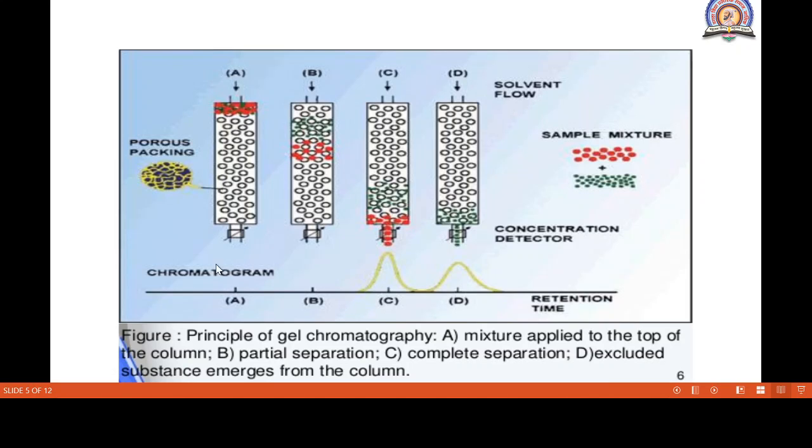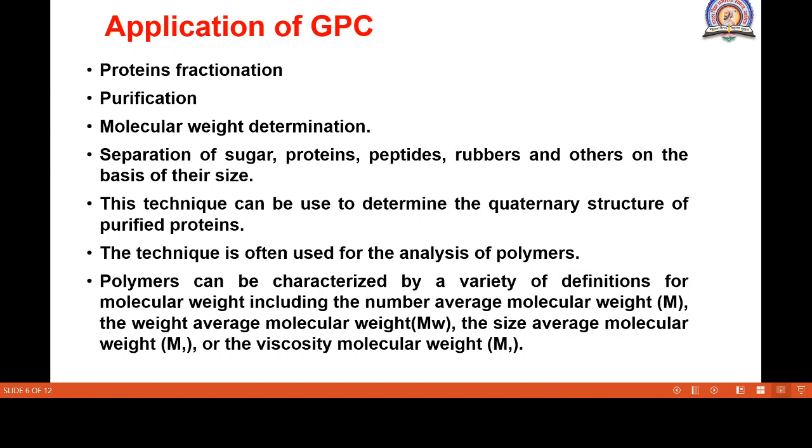So by this gel permeation chromatography, the column is packed with the gel, and the larger molecule is eluted first and the smaller molecule is eluted last. So the separation takes place depending on the size. Hence the name is size exclusion chromatography. Okay student, remember this point.